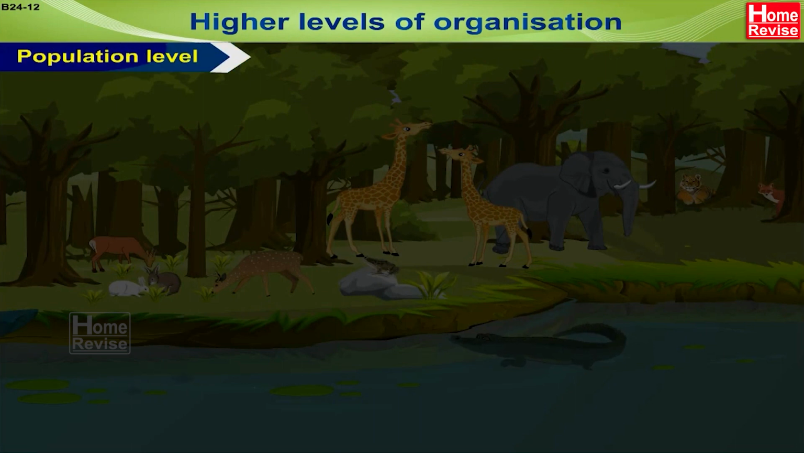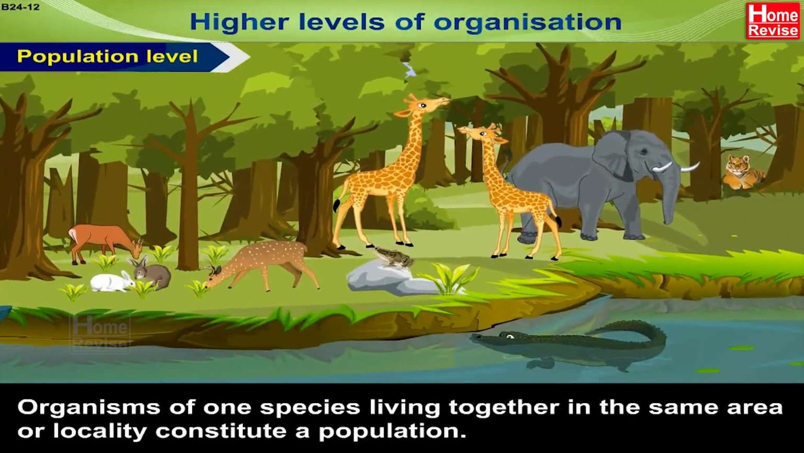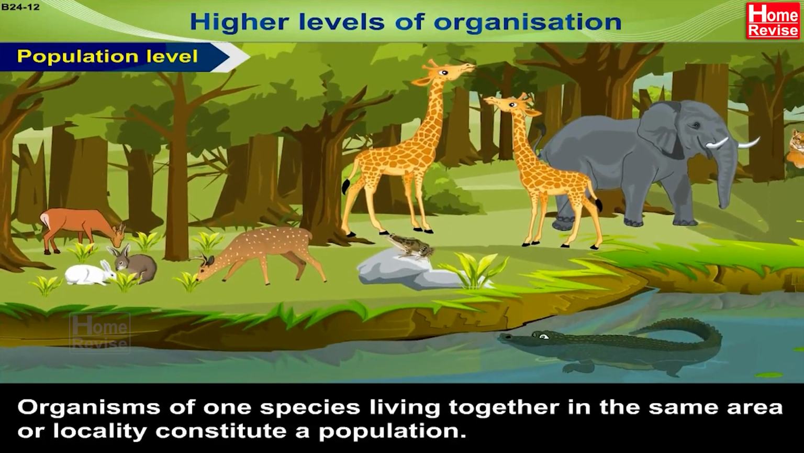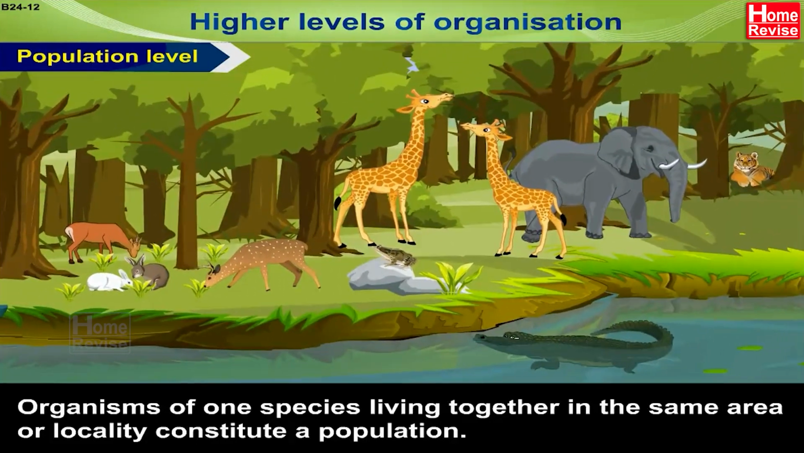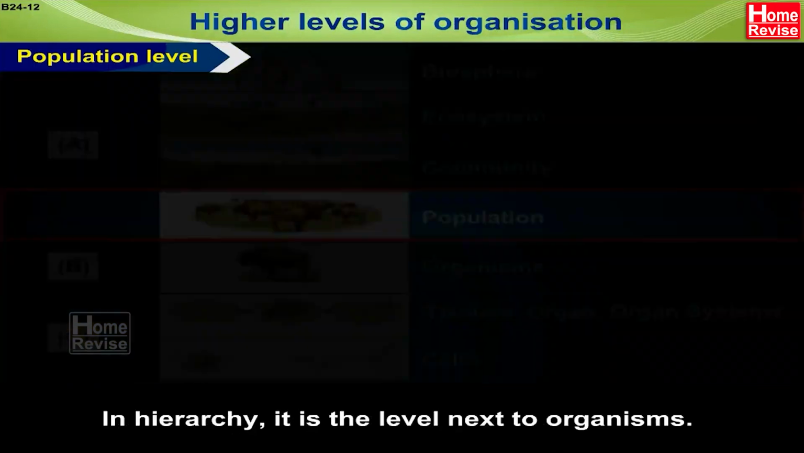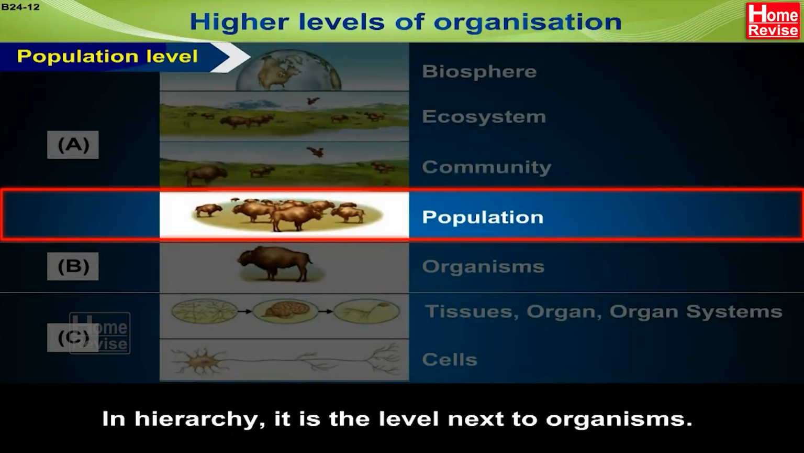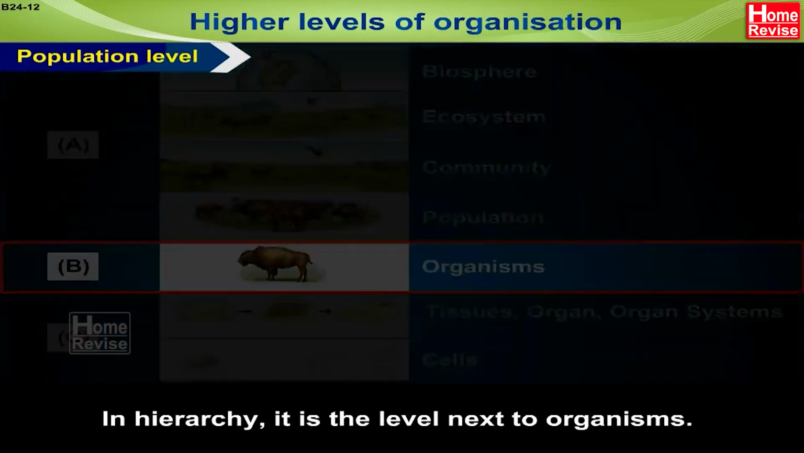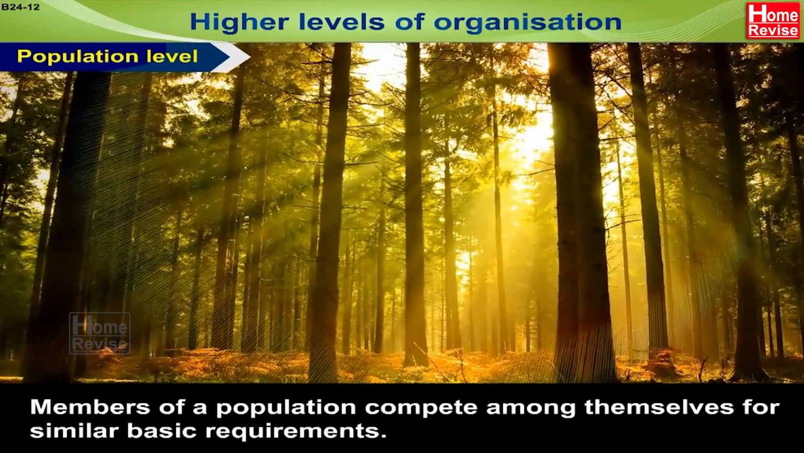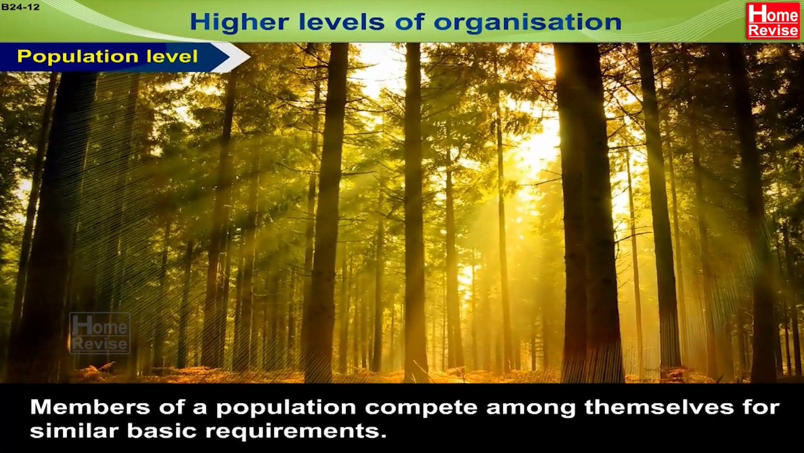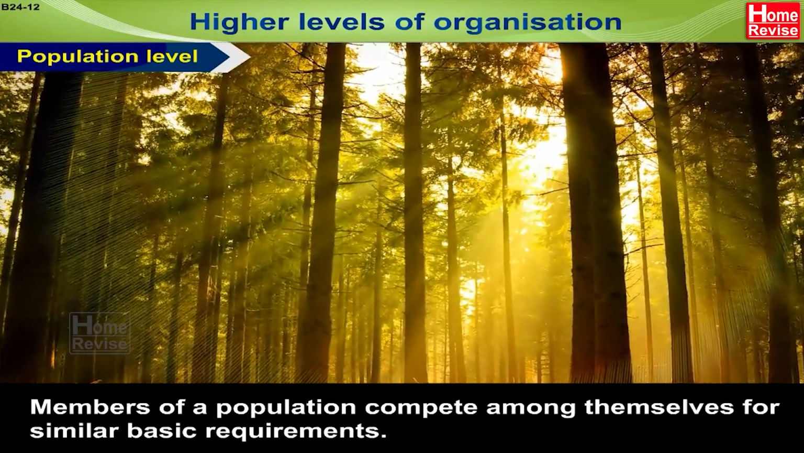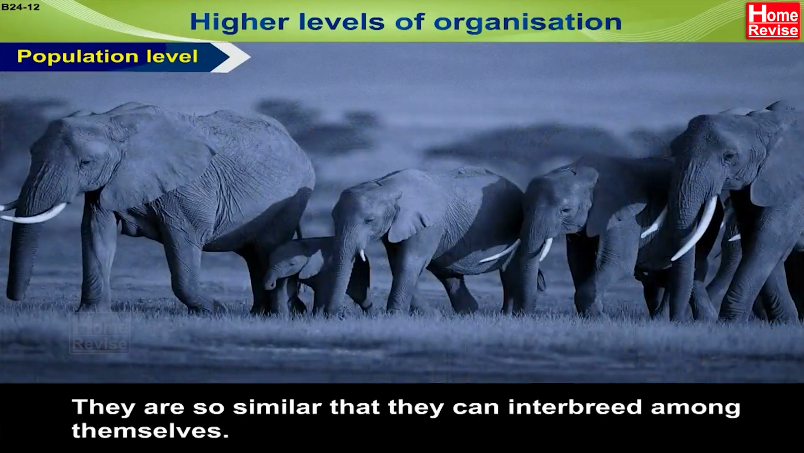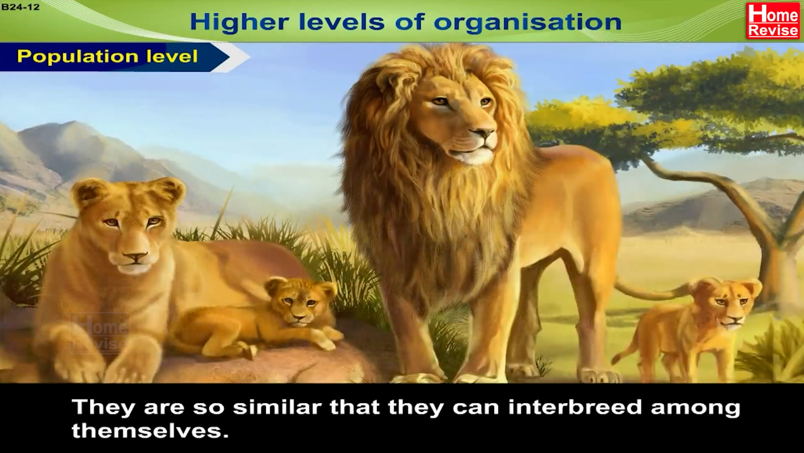Population level. Organisms of one species living together in the same area or locality constitute a population. In hierarchy, it is the level next to the organisms. Members of a population compete among themselves for similar basic requirements. They are so similar that they can interbreed among themselves.